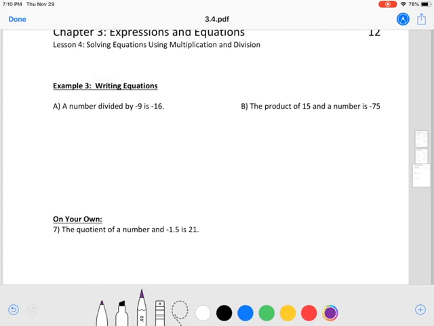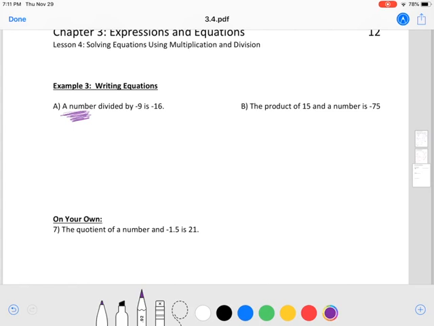So here we just have some phrases, and we want to be able to turn these phrases into expressions. For example, in example 3, the first one, A, says, a number divided by 9 is negative 16. The first thing that I want you guys to be able to identify when you're reading phrases is whenever it says a number, that means it could be any number out there. So this is where we need to put in a variable. Whenever you see a number, you need to put in a variable.